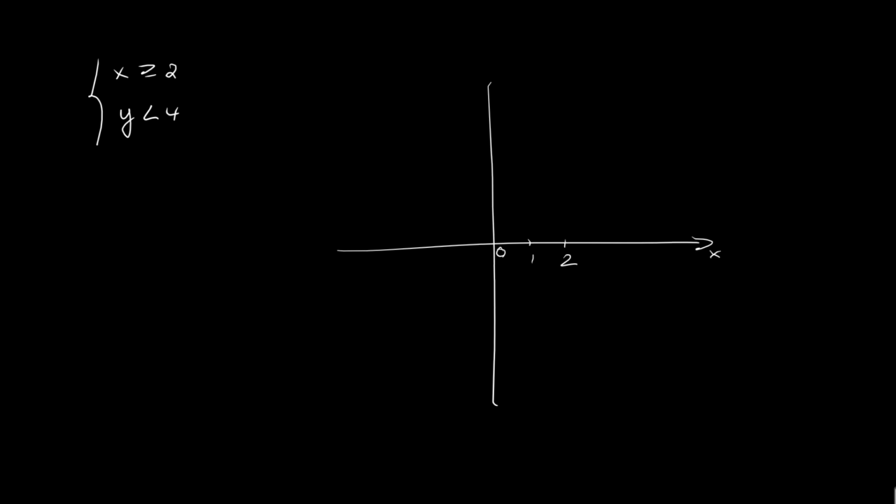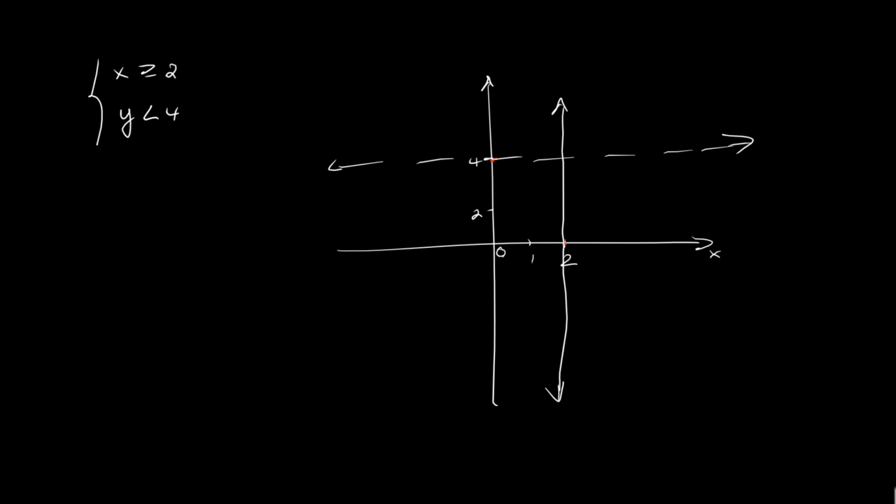That's a vertical line at 2. Since it includes equality, we draw a solid line. Now let's graph y is less than 4. That's a horizontal line at 4, and since it does not include equality, we draw a dashed line.